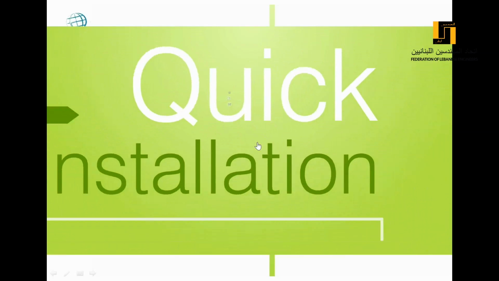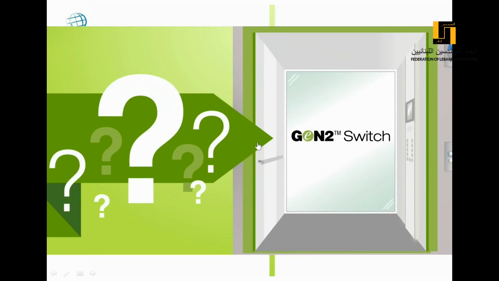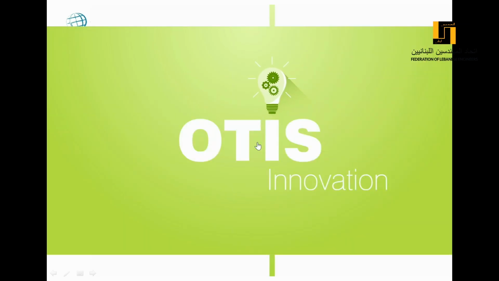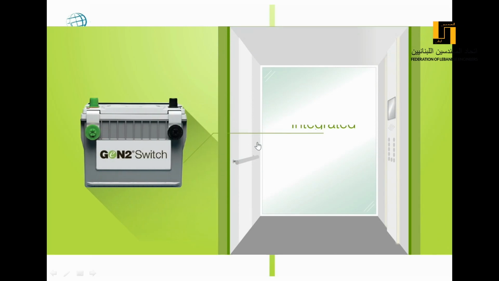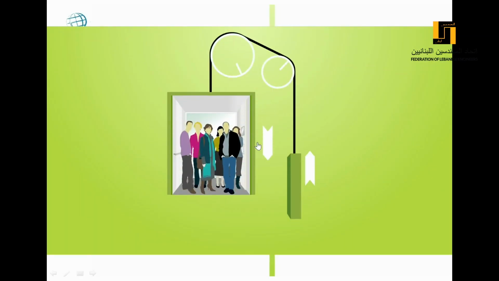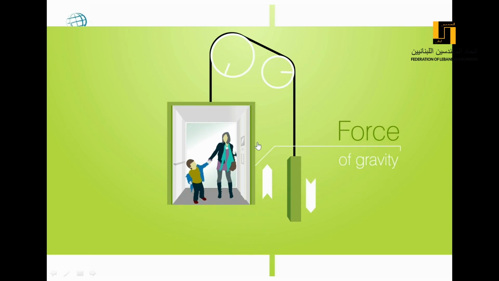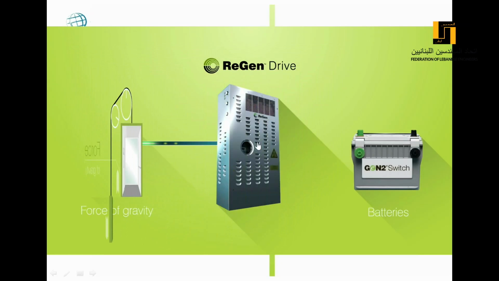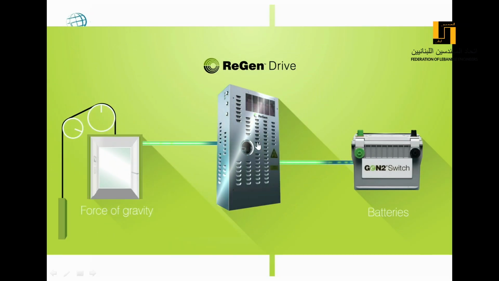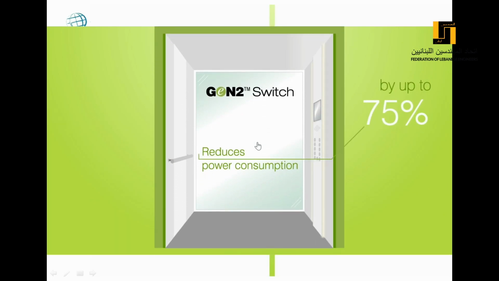Gen 2 switch needs only 500 watts to operate. Less than a microwave oven or a hairdryer. How is that possible? Thanks to Otis's innovative thinking. Gen 2 switch includes a battery pack inside the elevator hoistway and an exclusive regenerative drive system called Regen Drive. The car descends by the force of gravity alone at full load, and also when it ascends empty or under light load. In such situations, the car uses gravity, allowing the Regen Drive module to produce energy and return it to the batteries. This technology reduces power consumption by up to 75%.